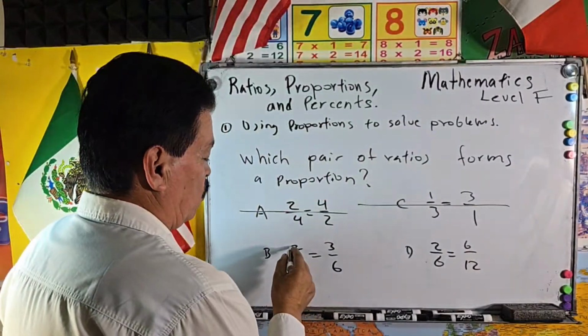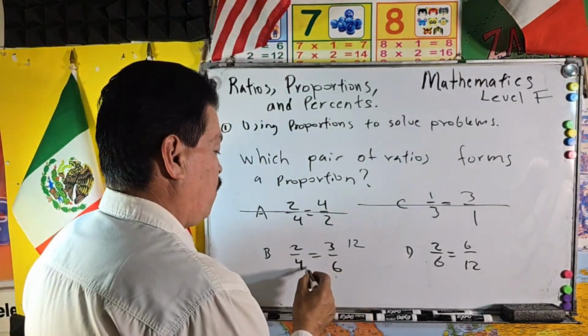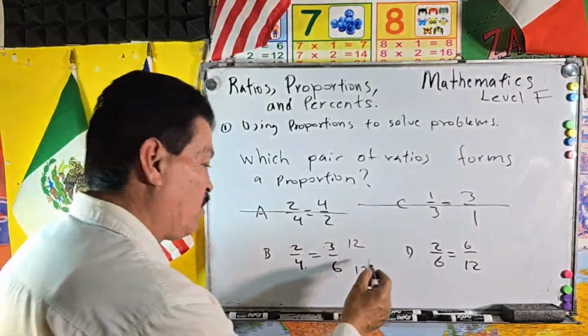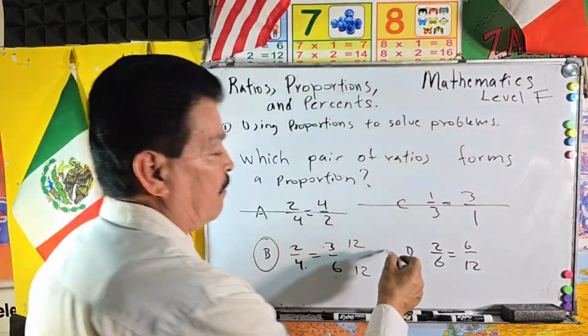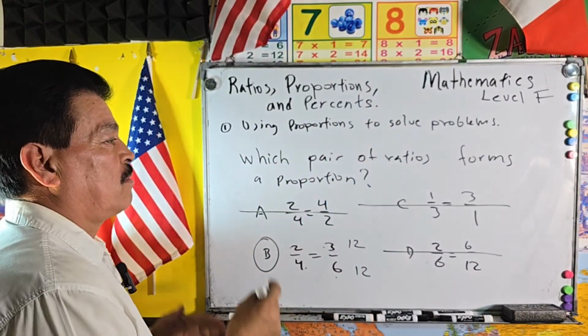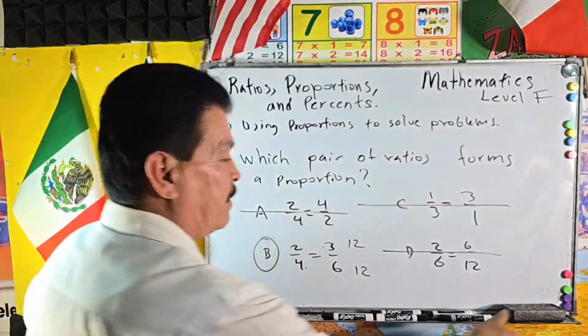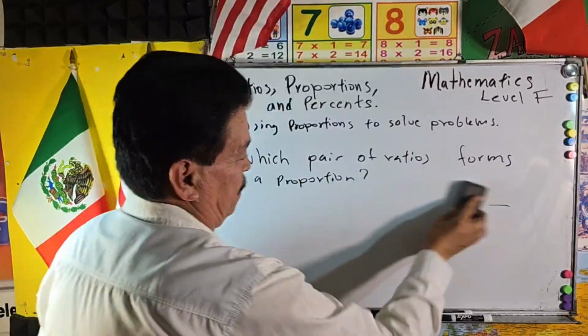Look at this. 2 times 6 is 12, 4 times 3 is 12. See? We find the answer. So this is the right answer. This, of course, is not the right answer. So from 4 possible answers, 1 is the right answer. Okay? So your problem in your test comes in this way.